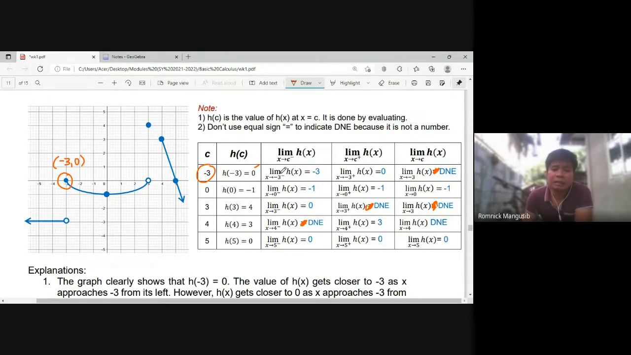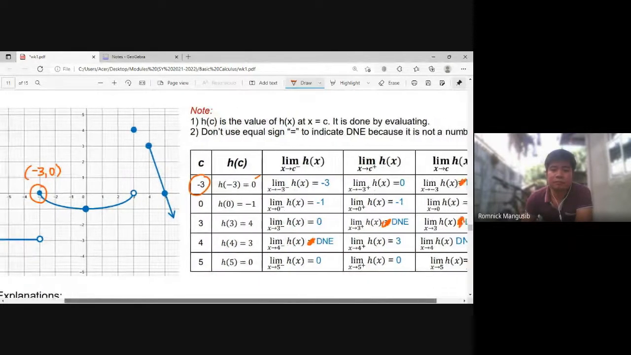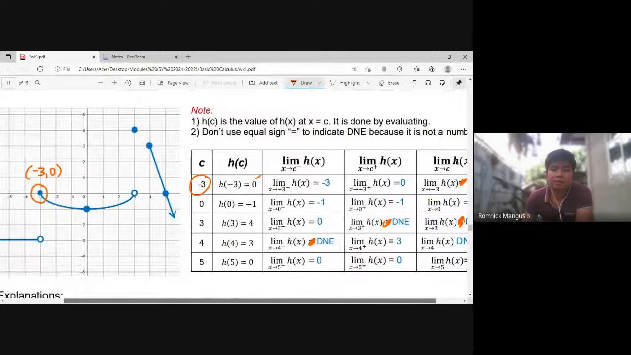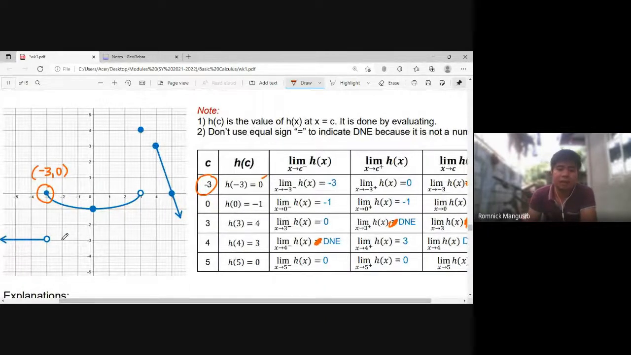So anong nangyayari sa H of X habang ang X ay nilalapitan ng negative 3 from the right? From the left, sabi niya. So your answer is negative 3. Why? Kasi kung nandito ang negative 3, ito ang left niya. That is left. Ito naman yung right niya. So X gets closer to negative 3 from the left. Saan papunta ang Y? Negative 3. Kaya ito negative 3.